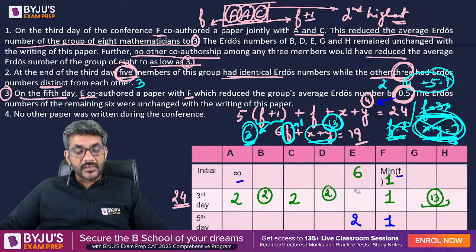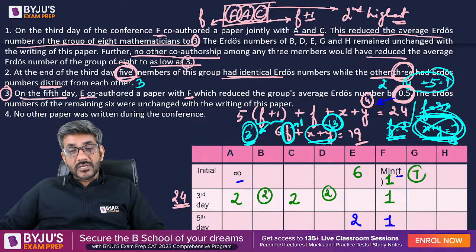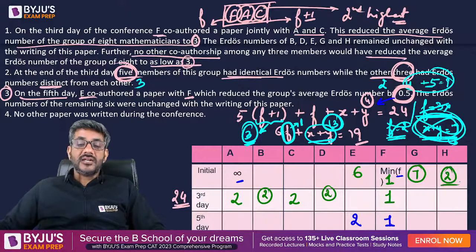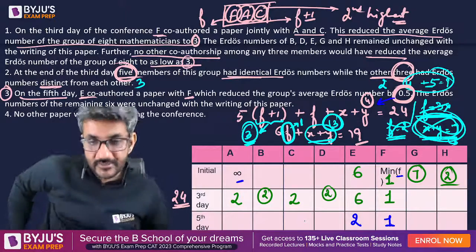ये नहीं था वो आदमी. इसका तो ADOS number पहले से 6 था. So he must be a part of these 2 people who have an ADOS number of 13. इसका मतलब there is one more guy who has an ADOS number of 7. There is one more guy who has an ADOS number of 2. But E had an ADOS number of 6 initially.